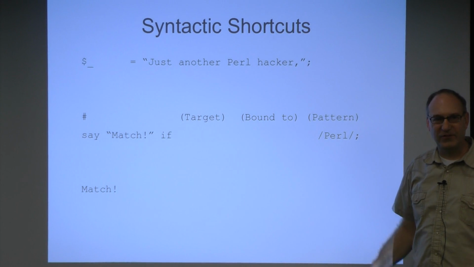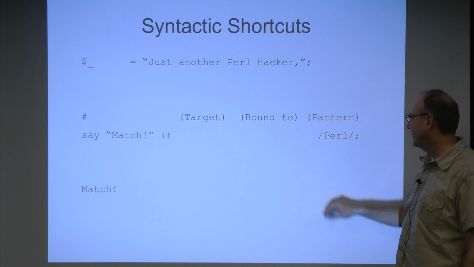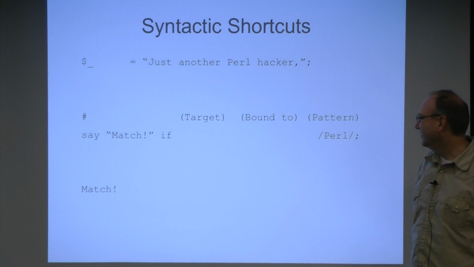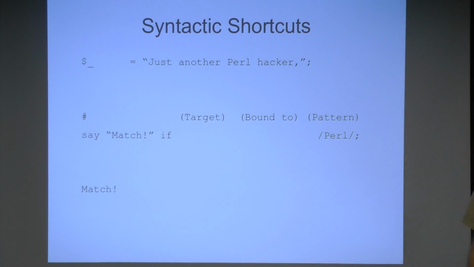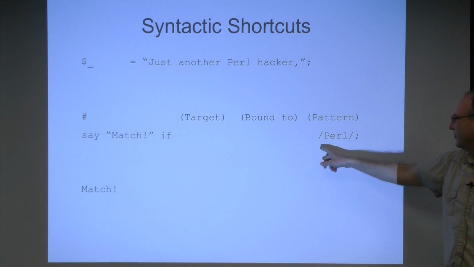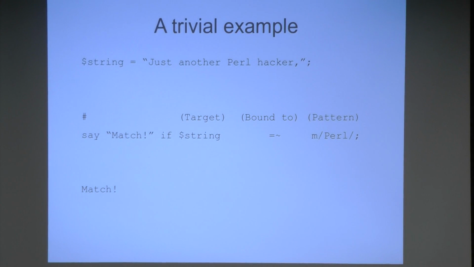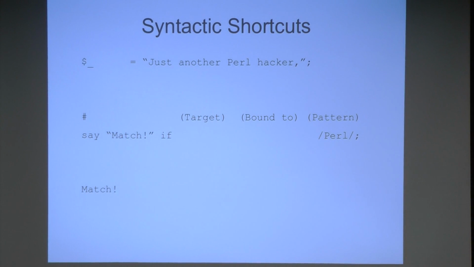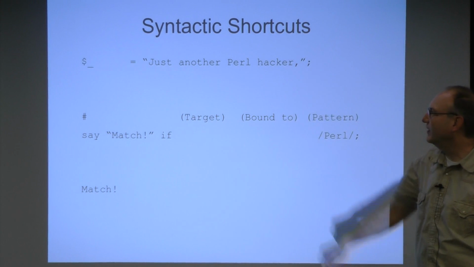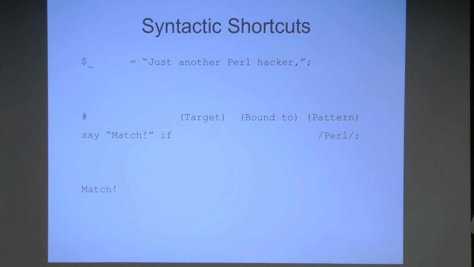Another convenience, another syntactic sugar in Perl is that you don't have to put the little m in front of your operator. As long as you're using standard delimiters, you can forego that. And so just for simplicity's sake, we've taken, say, match if string binds and matches m/Perl/, and we can take out a lot of that just by assigning directly to the implicit it variable.